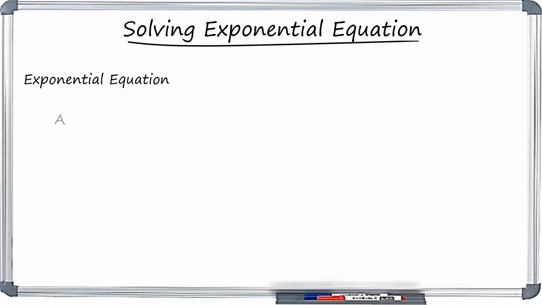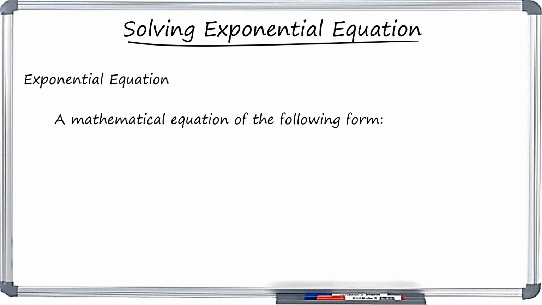So an exponential equation is a mathematical equation of the following form: f of x is equal to b raised to x, where b is called the base, and b should be greater than 0, but b should not be equal to 1. Now that we know the definition, we can start solving exponential equations.